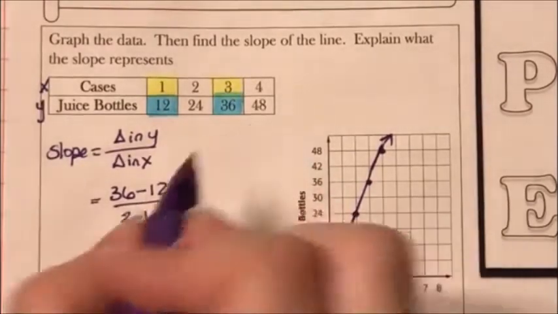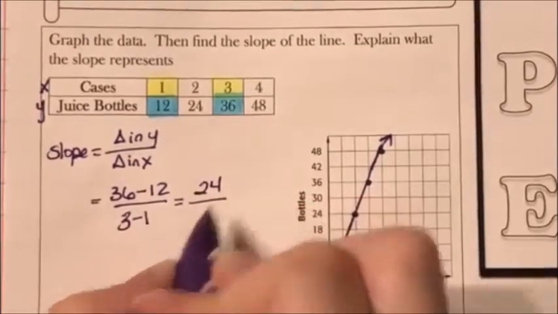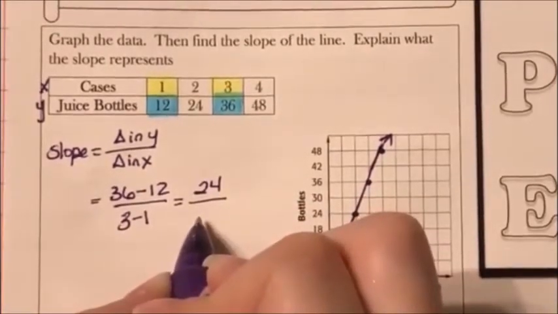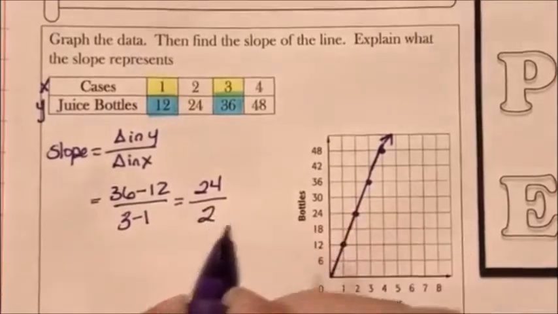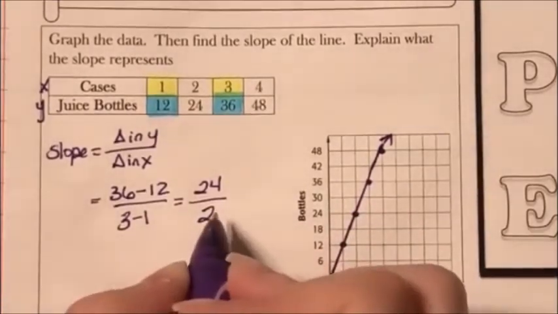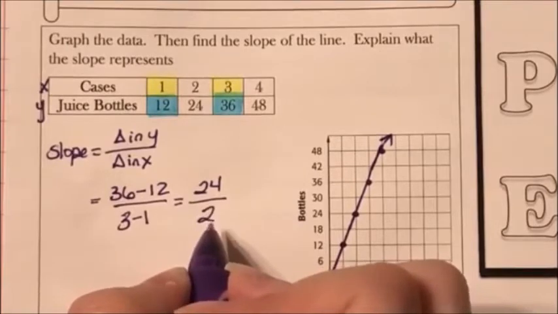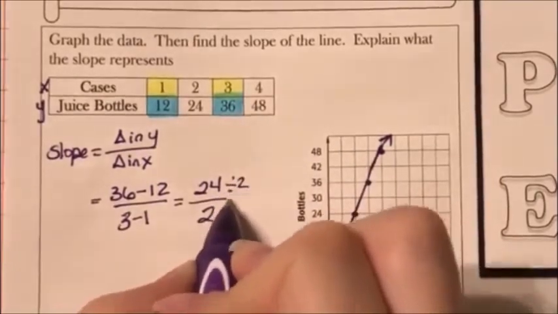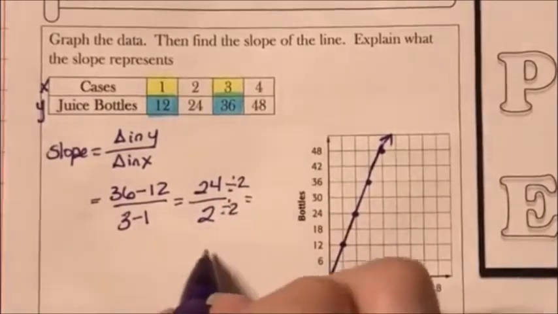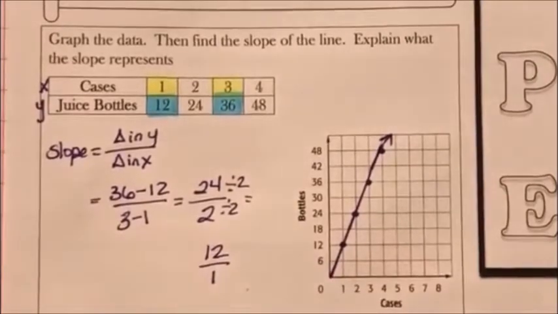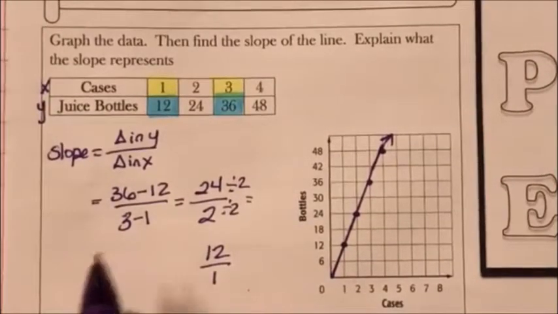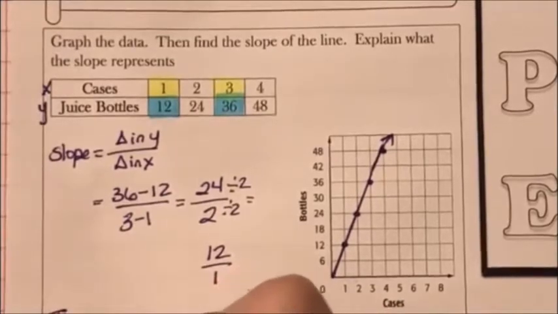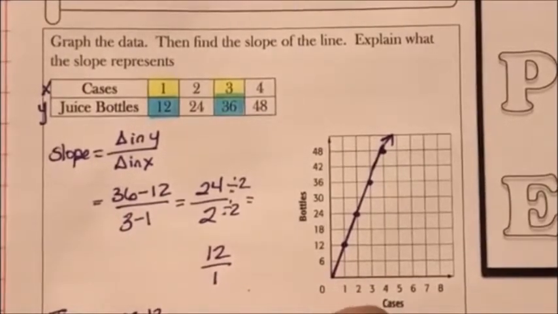36 minus 12 gives me 24. 3 minus 1 gives me 2. This isn't simplified though, so I need to divide both of these by a number. Well, 2 goes into both 24 and 2. So 24 divided by 2 gives me 12 over 1. This tells me there are 12 juice bottles.